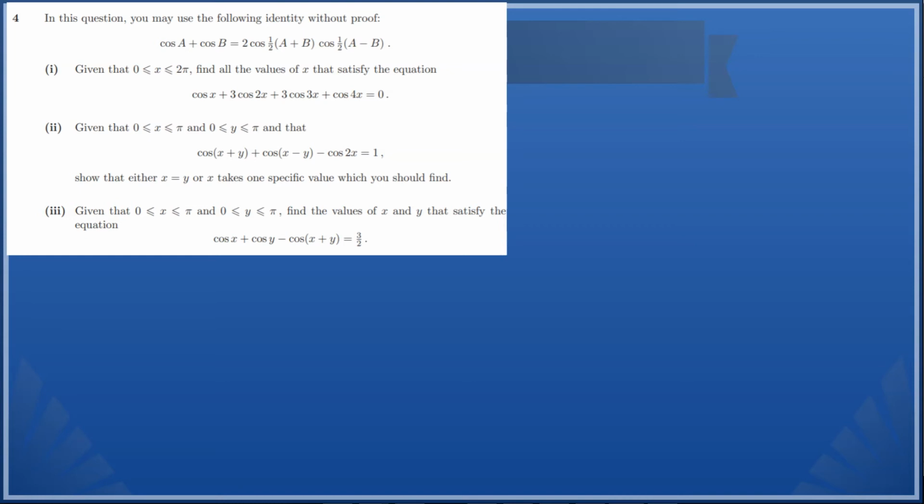Now looking at part 1, it gives you the interval that x is between 0 and 2 pi, and can also include the values 0 and 2 pi, and it's asking to find all the values of x that satisfy the equation cos x plus 3 cos 2x plus 3 cos 3x plus cos 4x equals 0.